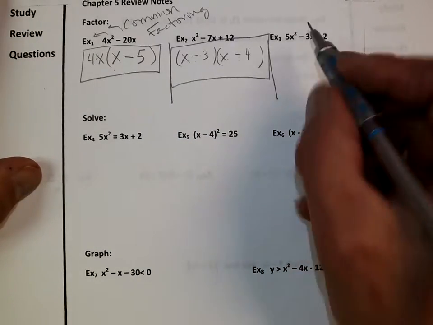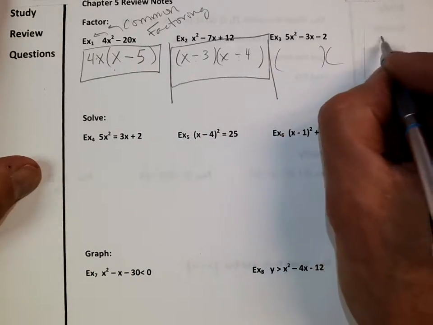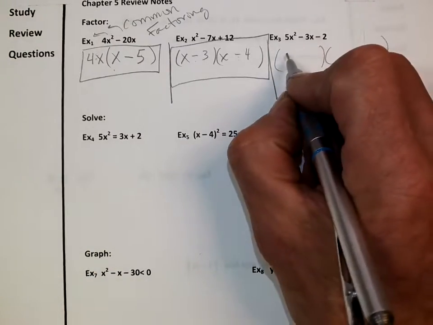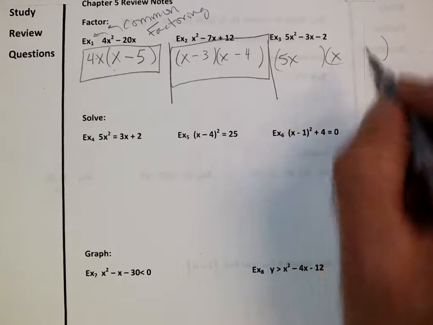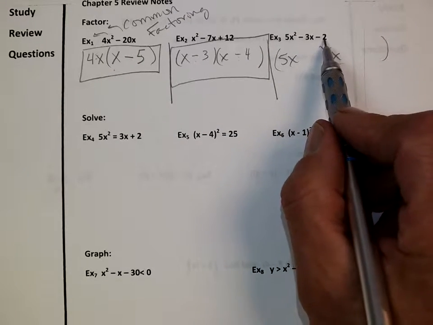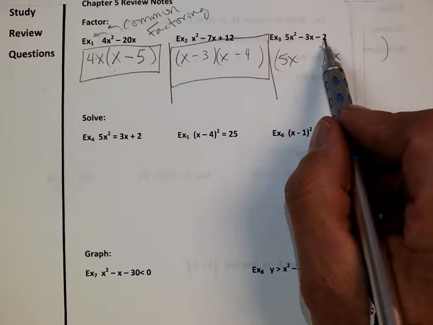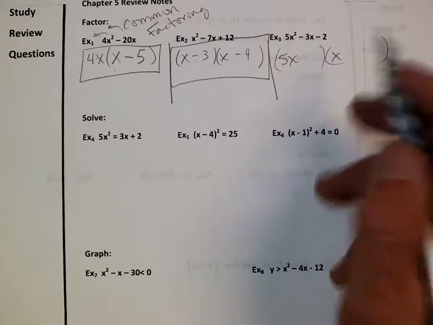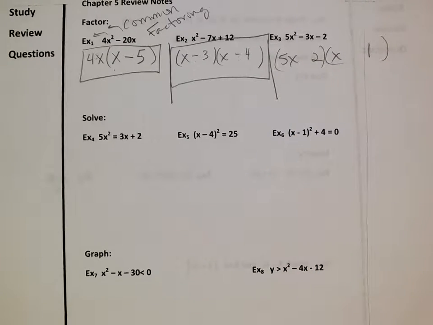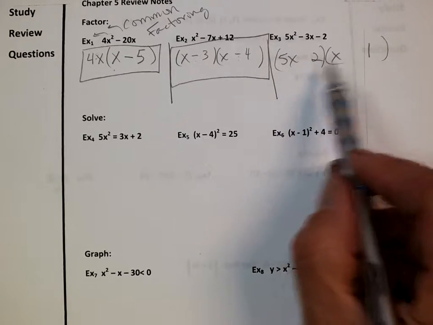Example 3, 2 sets of parentheses. Now, the only way you're going to get a 5x squared is with a 5x and an x. Don't worry about the 3 yet, okay? The only way you're going to get a 2 is a 1 times a 2. Now we've got to be careful where we put the 1 and the 2, okay? I'm going to put the 2 here and the 1 here. I'm going to show you why. Now if you don't get it right, just switch them around. If you don't put them in the right place, switch them around.